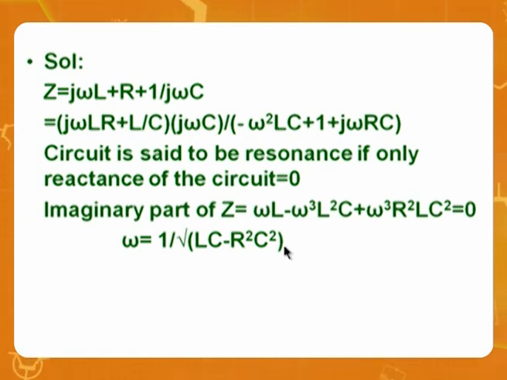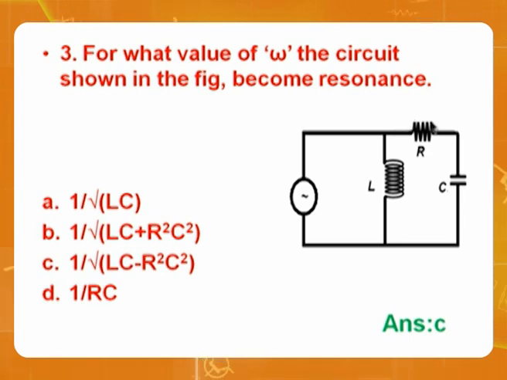So this is the standard procedure, let them give any circuit. For example, this circuit: R plus 1 by j omega C in parallel with j omega L. This is how you have to calculate resonance. So let them give tomorrow any circuit which you have never seen in the exam, never seen in your preparation. Let them give it in the exam. Don't panic.